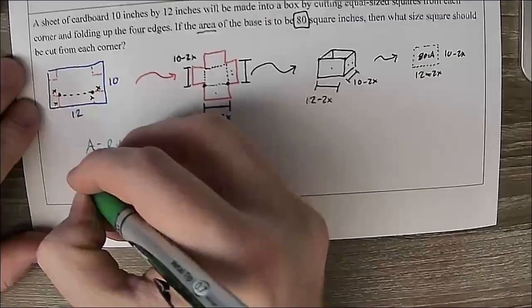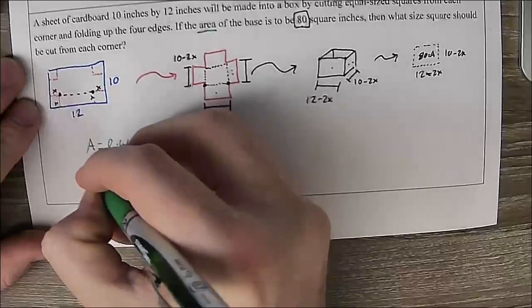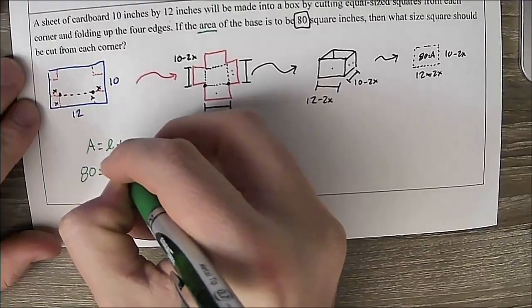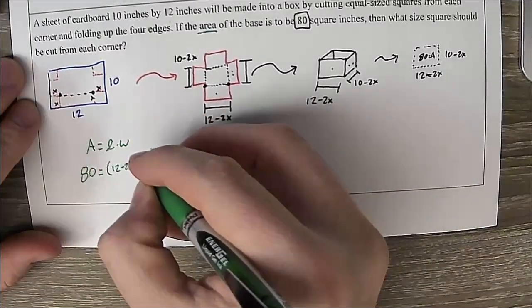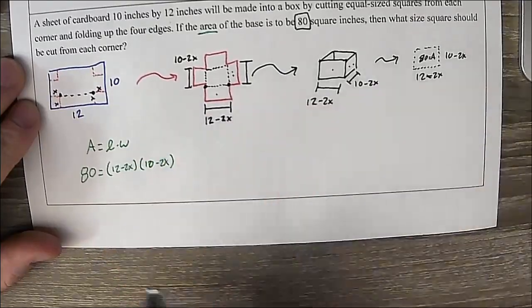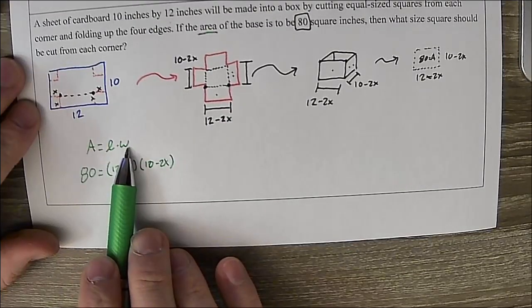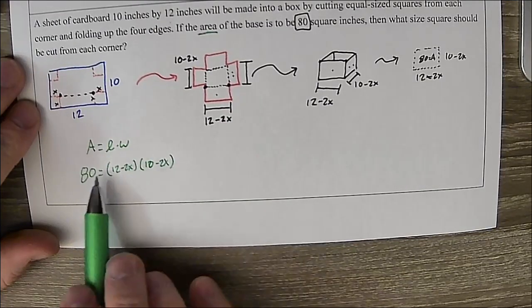Area is 80. Length is 12 minus 2x. Width is 10 minus 2x. We go from having a 1, 2, 3 lettered equation to having a 1 lettered equation.